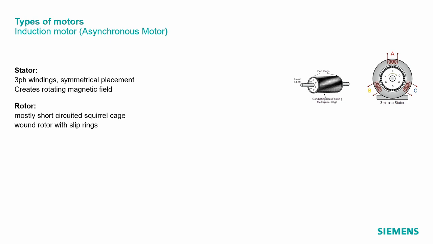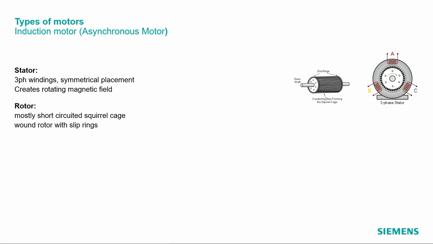Then, as a second part, we have the rotor as such. The rotor in an induction or asynchronous motor very often is, as we see it here, a closed cage, so with bars here and then rings at the end to make a short circuit of all these bars. This is also called a squirrel cage, and this is, let's say, one of the most common types of rotors.